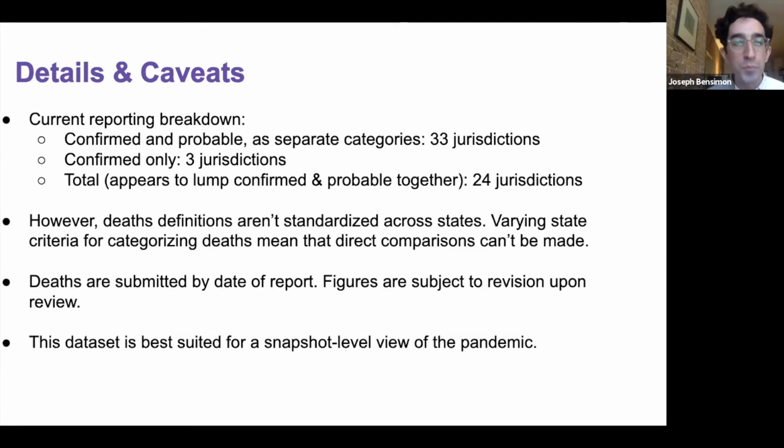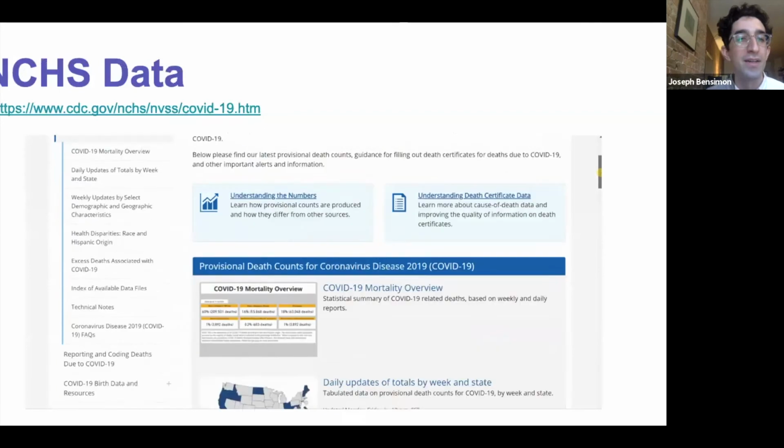This data set is best suited for a snapshot, what's happening now view of the pandemic. The updates are frequent, the data is frequent. However, it comes at the cost of lack of standardization, which is something that is offered by another data set, which my colleague Kwong can speak to now.